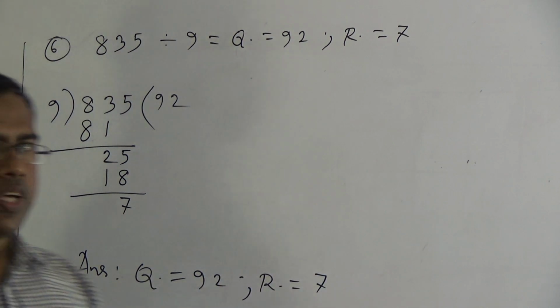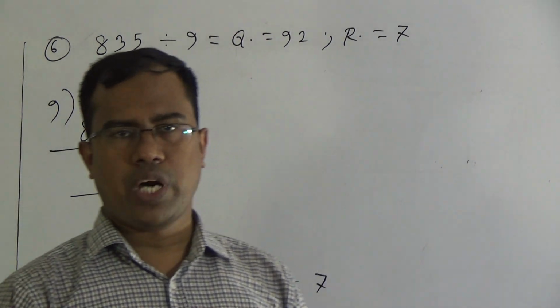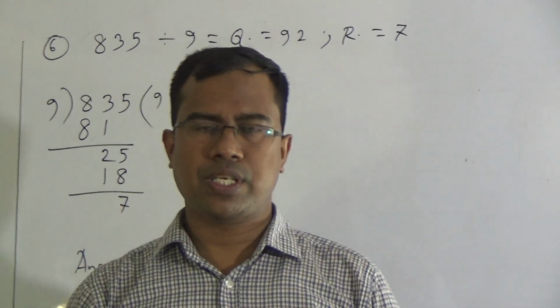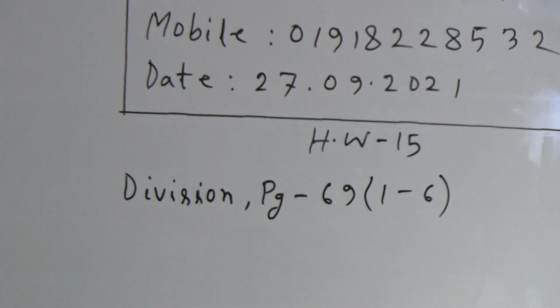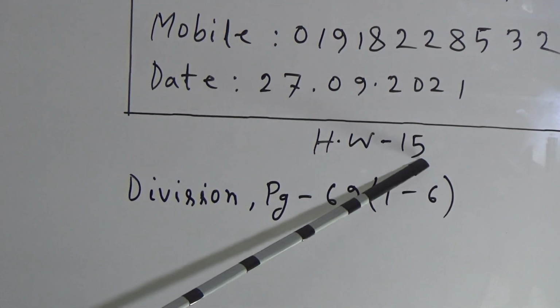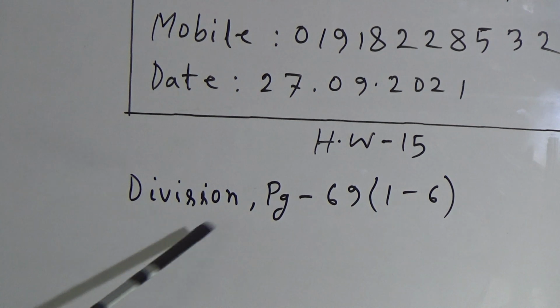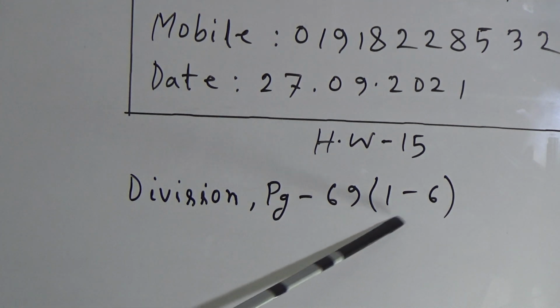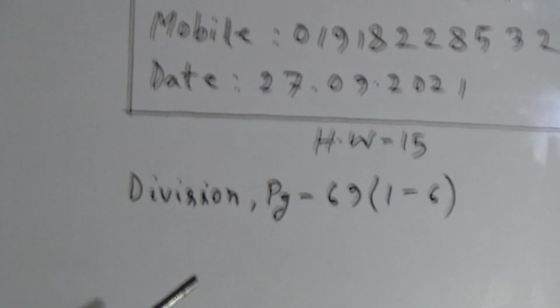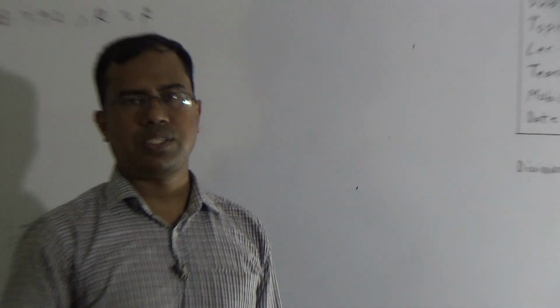Dear students, we have finished our today's CW. I hope you have understood today's class. You have to practice more and more at home. Dear students, now I am giving you SW. Our today's SW number 15, and the topic of today's SW is division, page number 69, 1 to 6. You have to do division 1 to 6 from page number 69.